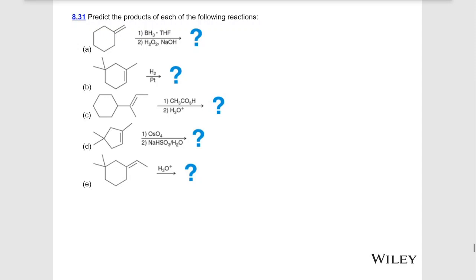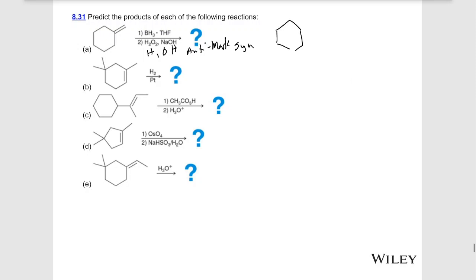Alright, let's see if we can predict the products of these reactions here. So our first one, we've got BH3 and THF. So what is that? That's hydroboration oxidation. So what are we adding and where are we adding it? We're adding H and OH across a double bond. This is going to be anti-Markovnikov. Okay. And remember that the H and OH are going to add syn to each other.